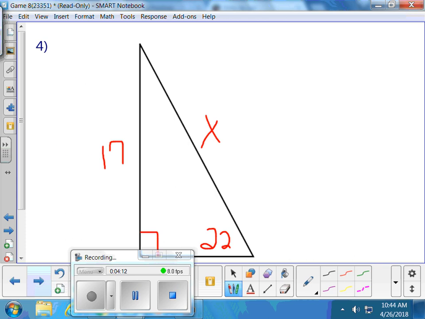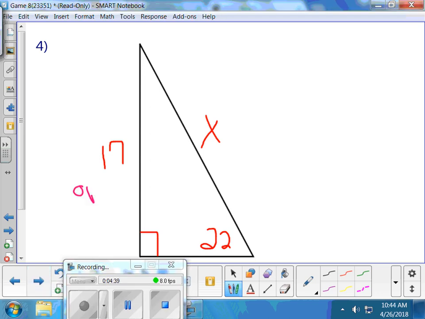What would you use? Kylie? No. Try again. You don't have an opposite and an adjacent. Andrew? Sine. Yes. So you were right when you picked tangent. It is a SOHCAHTOA method because of the right triangle. But the 17 is an opposite and the x is a hypotenuse. You okay with that? Opposite, hypotenuse, and use sine. So you would say sine of 22 equals 17 over x, like that.